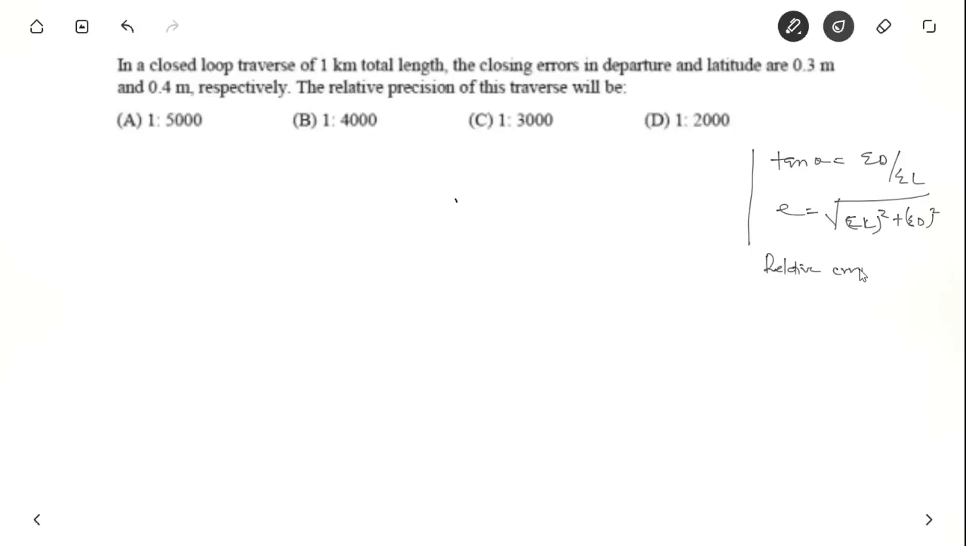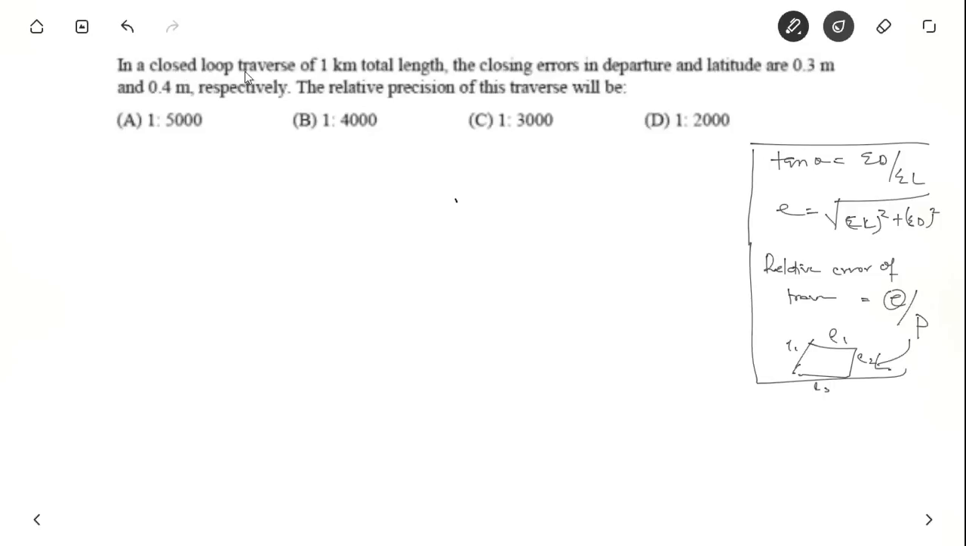Relative error of traverse is nothing but E divided by perimeter. Suppose this was A, B, C, D and you have closing error as E, and you measure L1, L2, L3, L4. Perimeter is the sum of all sides, so E by P. So that is the relative error of traverse. Now let us solve this sum.